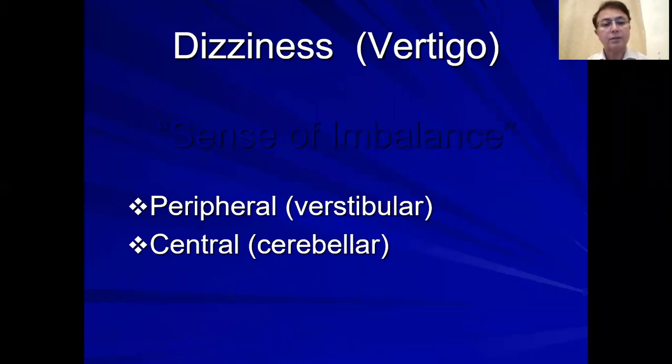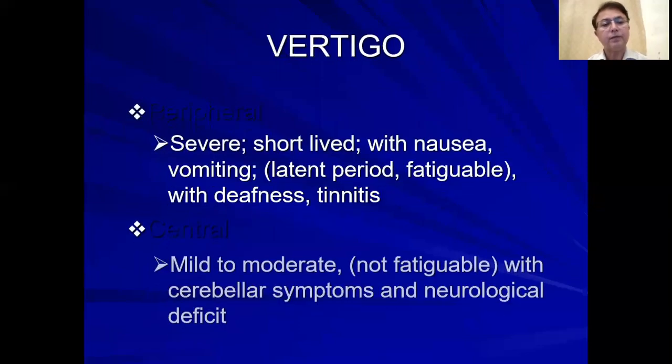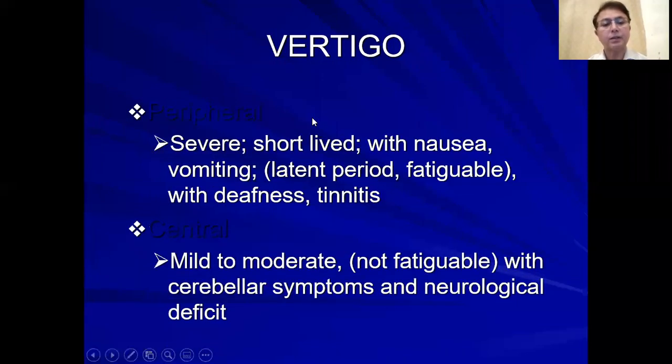The semicircular canals play a very active and dynamic role in balance. Peripheral vertigo and central vertigo: peripheral mostly involves problems in the vestibule. Peripheral vertigo usually has a stimulus, infection, trauma, some position. It is short-lived, has a latent period, and is fatigable. It could be associated with deafness and tinnitus, not always. Central is usually a CVA-like situation, diabetes mellitus, hemorrhage, clot.